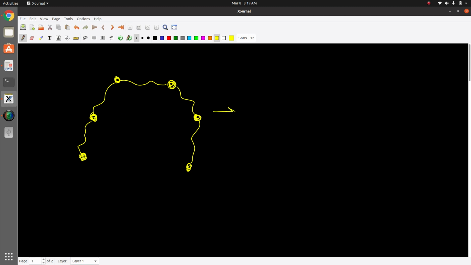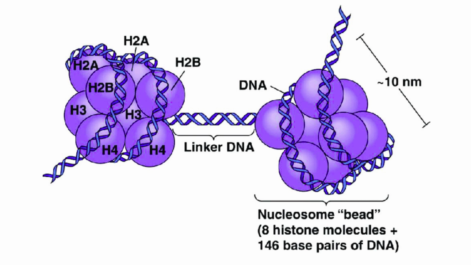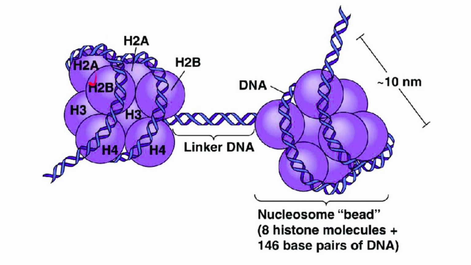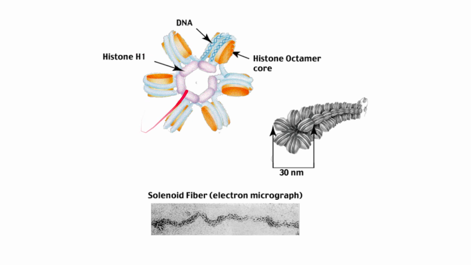So this actually coils into a more compact structure called the solenoid fiber. So basically 5 to 7 of these nucleosomes come together, with the help of something called the H1 histone, which is separate from the histones found inside a nucleosome. When extended, they form a fiber called the solenoid fiber. And this basically looks like a solenoid, so it's called a solenoid fiber.